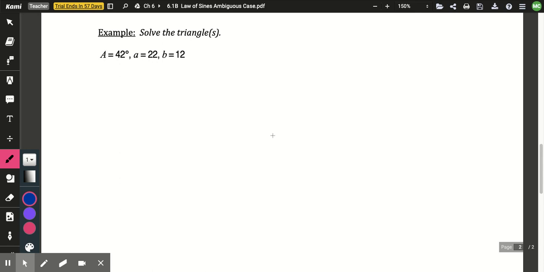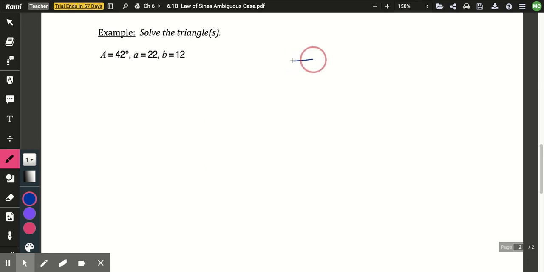All right, so now we actually have to solve the triangle or triangles that are formed here. So the first thing we need to do is determine how many triangles there are. My first thought would be, is the angle that's given obtuse? Because if it is, then it's pretty easy to tell whether or not we've got one triangle or no triangles. This one is acute, so that does not apply.